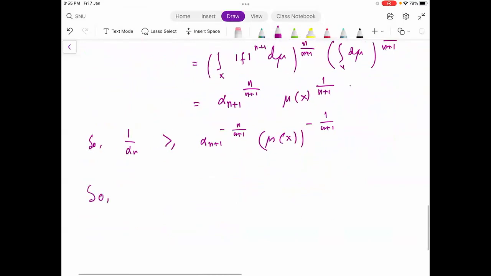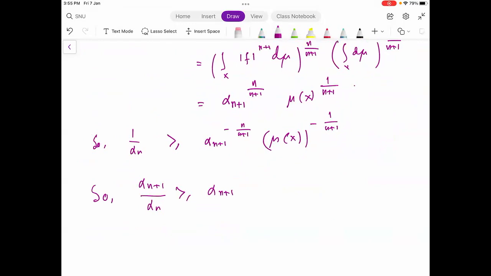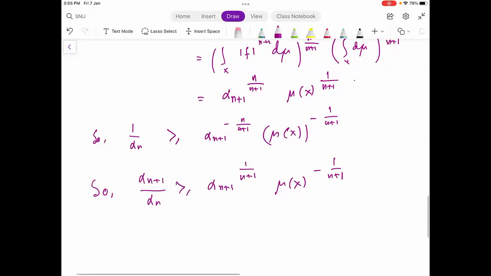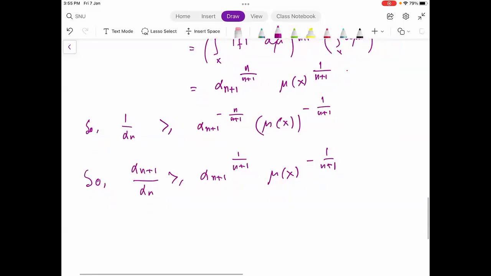So alpha n plus 1 by alpha n is greater than or equal to alpha n plus 1 to the power 1 minus n by n plus 1. So n plus 1 minus n by n plus 1, that's 1 by n plus 1. And this mu x to the power minus 1 by n plus 1.